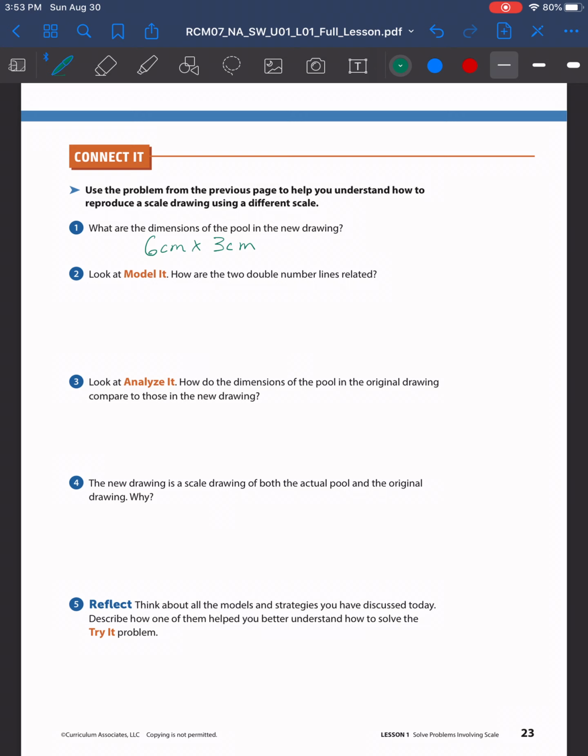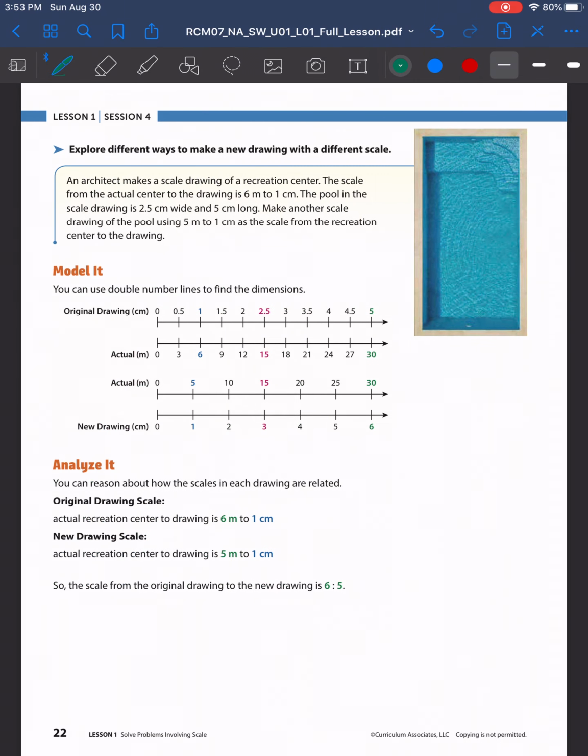How are the two double number lines related over here on the model? The two double number lines are related because if you look, they actually are representing the exact same thing. We're still representing the same actual pool, correct? And you can see that there are some numbers that don't change. For instance, the 30 and the 30 are the same. The 15 and the 15 are the same. Okay, the 1 and the 1 are the same.